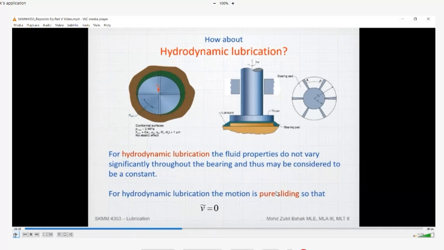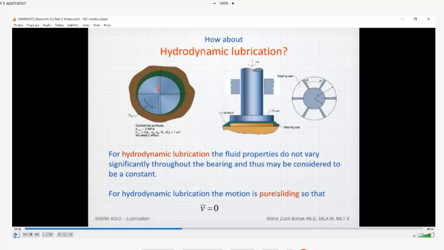In this case, even though, let's say you see the journal bearing, the journal bearing is rotating. The shaft is rotating inside the bearing, the housing we call the bearing there. But the statement in front of you now states that when we have hydrodynamic lubrication, the motion is pure sliding. It just slides there, even though it seems like it is rotating.